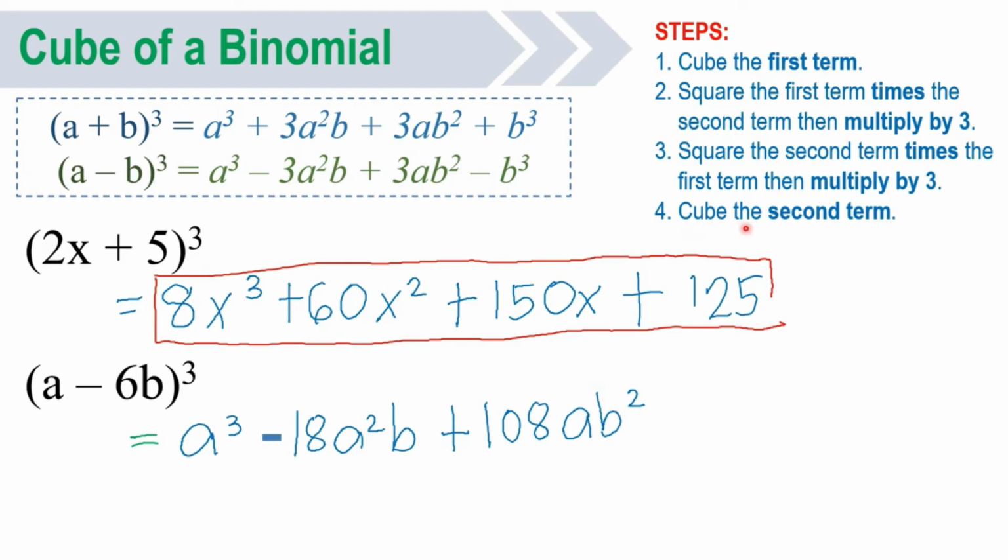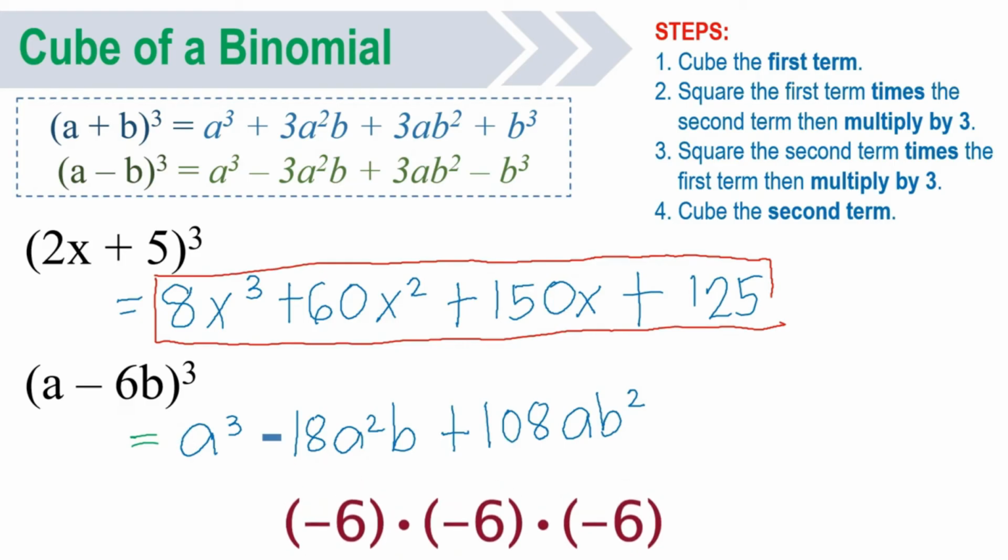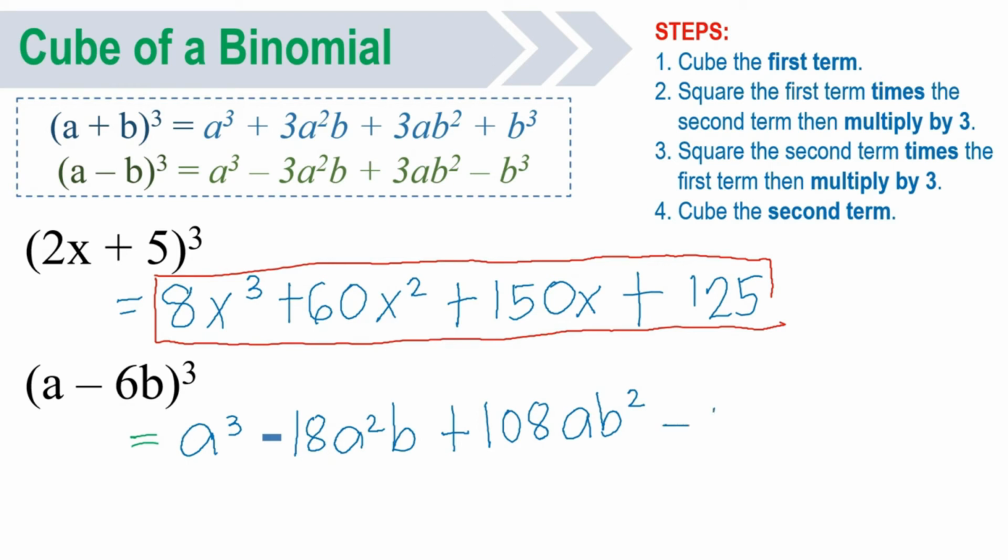Let us now proceed with the last step. Cube the second term. The second term is negative 6b. So to cube it, it will be negative 6 times negative 6. That will be positive 36. Times another negative 6, it will be negative 216. Then for the variable b, b times b times b, it will be b cubed. So that's it. That will be the final answer.